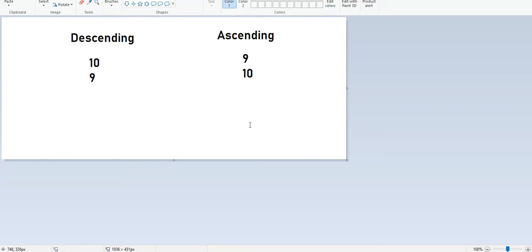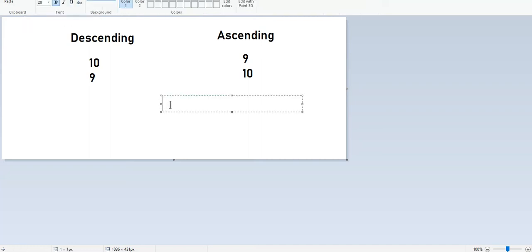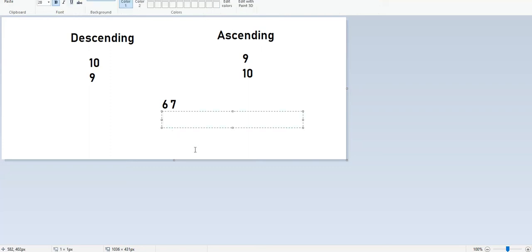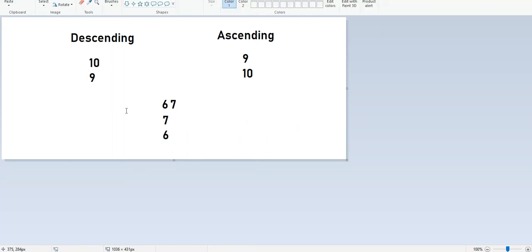So can you tell me now what is the descending order? Can you give me some numbers? For example, let's take 6 and 7. I want to put these numbers in descending order. Which number will come first? I choose 7. Exactly, because it's a bigger number. The bigger number comes first and the smaller number comes after that.